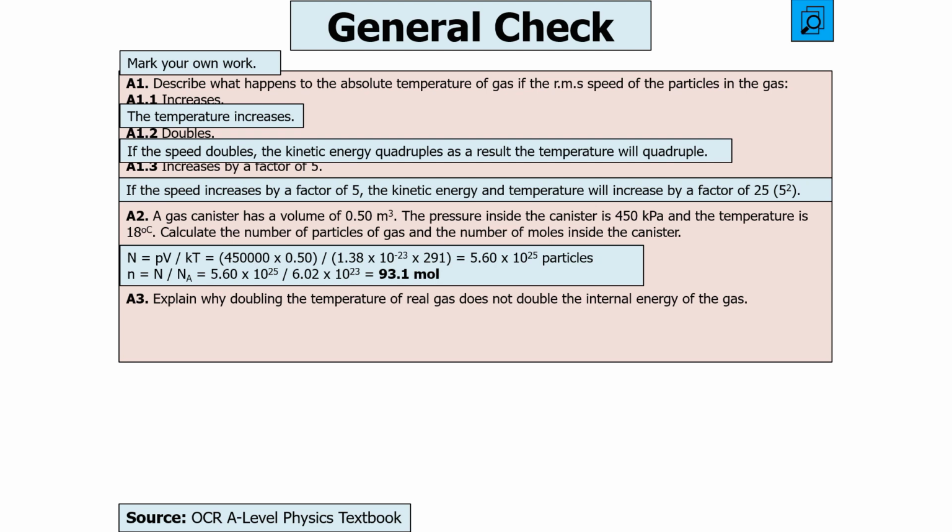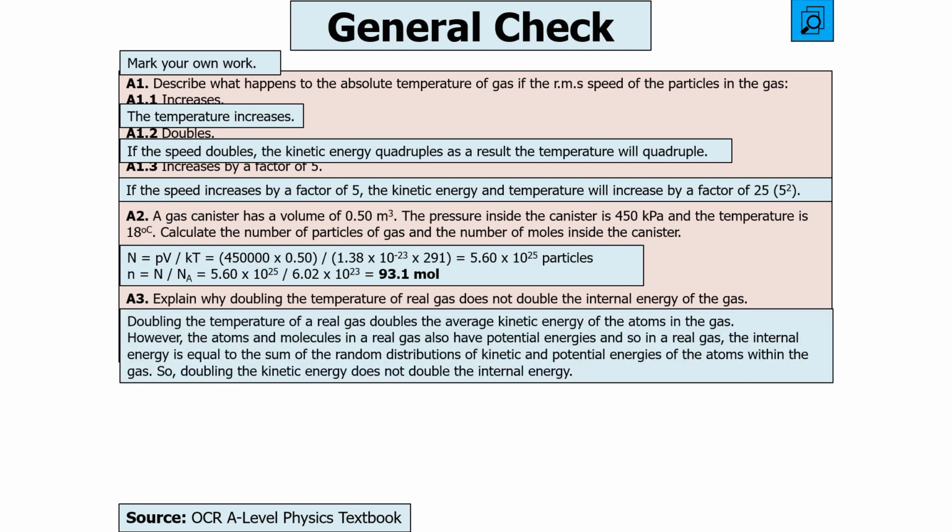Now in the last question, doubling the temperature of a gas in the real world doesn't actually double the internal energy. It will double the kinetic energy of the atoms in the gas, but the atoms and molecules in a real gas will also have potential energies, which we don't assume in an ideal gas. So in a real gas, the internal energy is equal to the sum of the kinetic and the potential energies of the atoms within the gas. So doubling the kinetic energy won't equal doubling the internal energy because there's potential energy there as well.